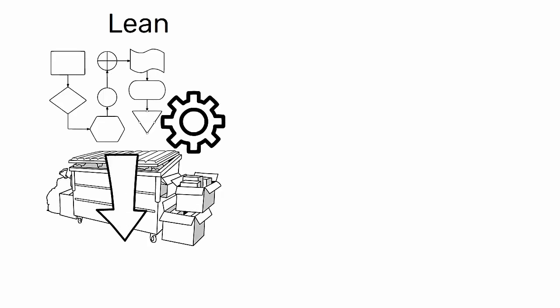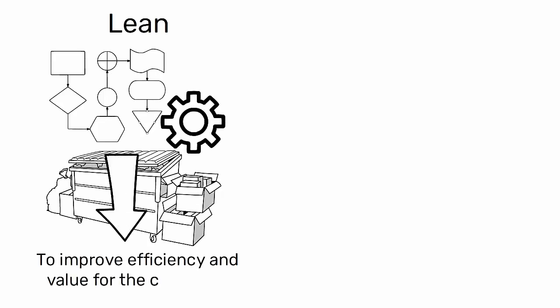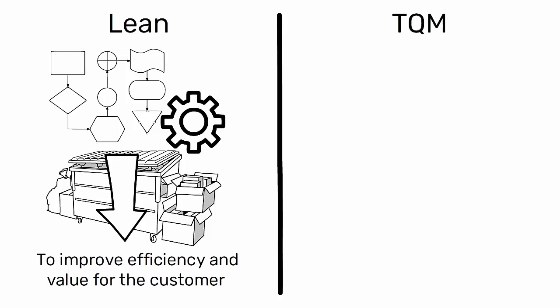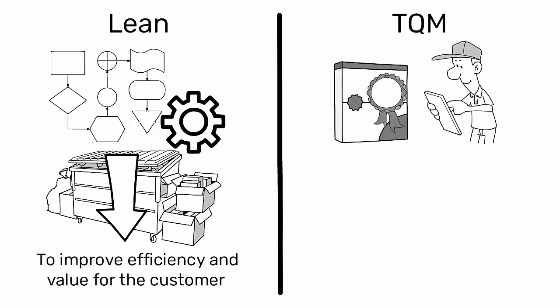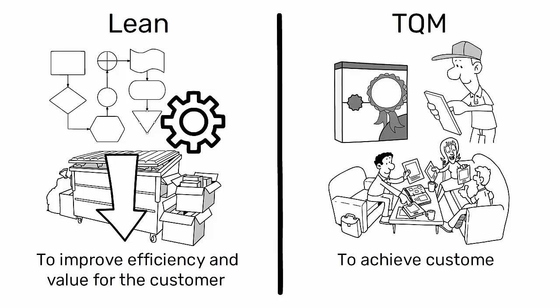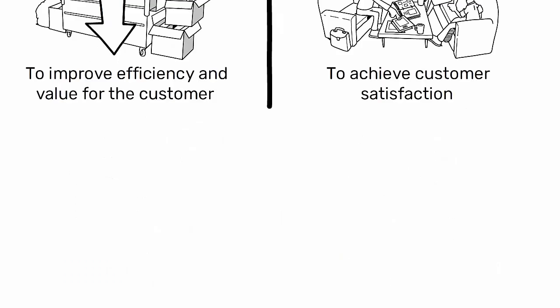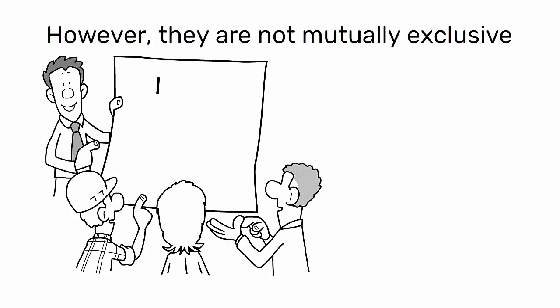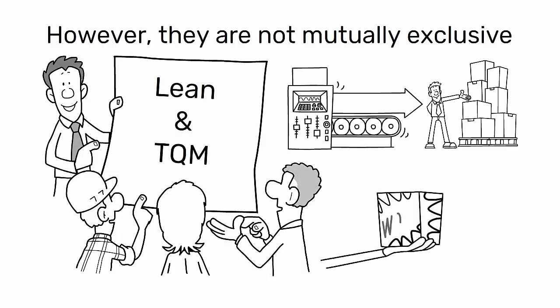Lean focuses on process flow and waste elimination to improve efficiency and value for the customer, while TQM focuses on improving the quality of products and services to achieve customer satisfaction. However, they are not mutually exclusive, and many organizations implement both methodologies to achieve their operational and quality goals.